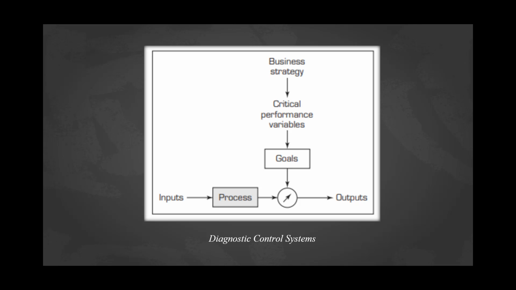Virtually any information system can be used as a diagnostic control system if it is possible to, number one, set a goal in advance; number two, measure outputs; number three, compute or calculate absolute or relative performance variance; number four, use the variance information as feedback to alter inputs or processes or both to bring performance back in line with preset goals and standards.